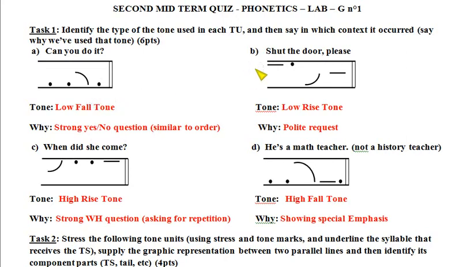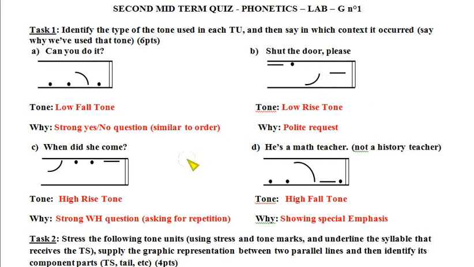We move to the second statement, which is shut the door, please. Always I'm reading without using any tone. So we notice the curved line. It goes from a very low to a mid level. It rises from a very low to a mid-level. So this tone is called a low rise tone. So maybe you are confused if it is an order or a polite request. For orders, the tone goes from a mid to very low. So it's not an order, so it is a polite request.